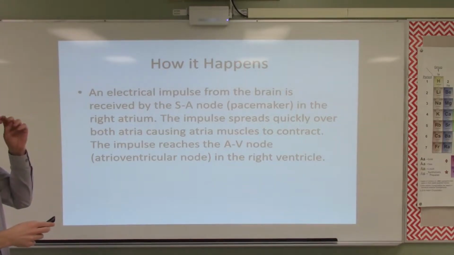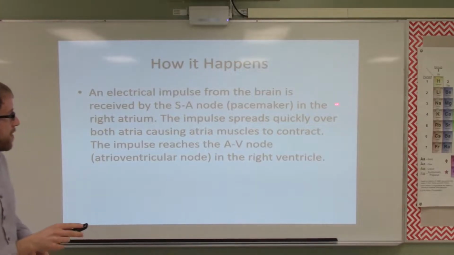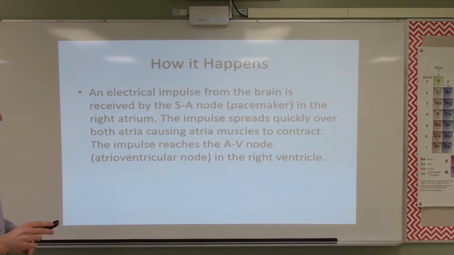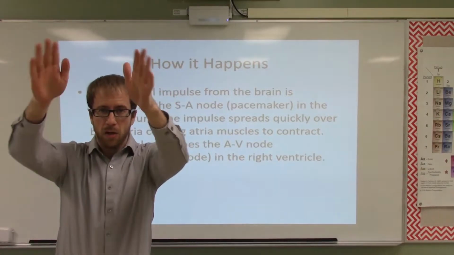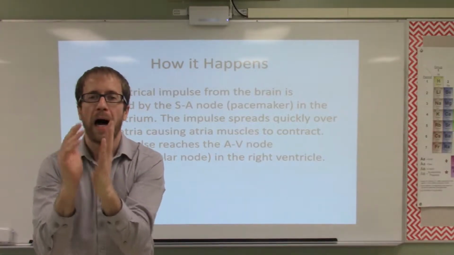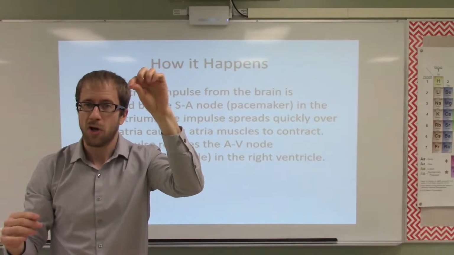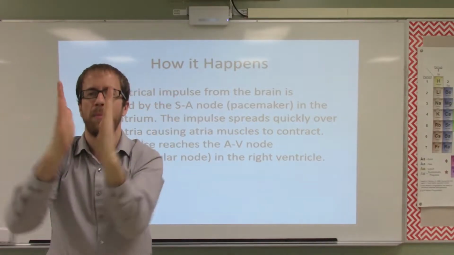Now, once your SA node gets the signal from the brain, it fires, and the impulse spreads quickly over both atria, causing the muscles to contract. So that signal causes your atria to contract from the top down, right? Because that SA node's kind of at the top of your right atrium, so that signal causes both to rapidly contract from the top down.